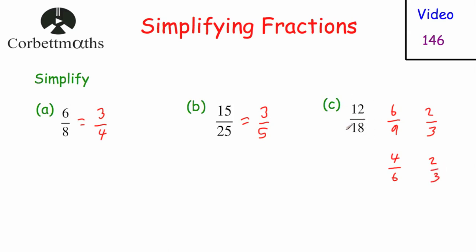Alternatively, you might have noticed that 12 and 18 are both in the 6 times table. So if you can divide them by the highest common factor, that would be fantastic if you can spot it. So 12 and 18, you can divide both of them by 6. 12 divided by 6 is 2, and 18 divided by 6 is 3. So you get to 2/3.